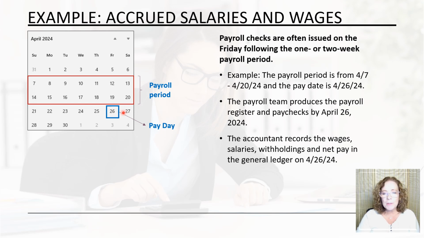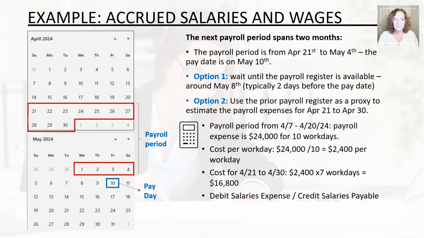The payroll team produces the payroll register and paychecks by April 26, 2024, and provides the information to the general ledger accountant, who in turn records the wages, salaries, withholdings, and net pay in the general ledger on or before April 26, 2024. But what about the next payroll period, which begins on April 21st? The next payroll spans 2 months. The payroll period from April 21st to May 4th is paid on May 10th.